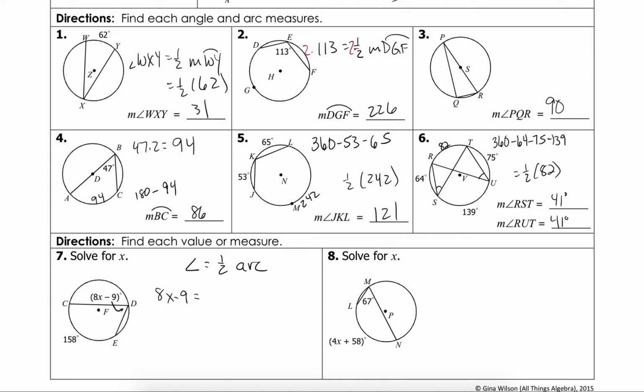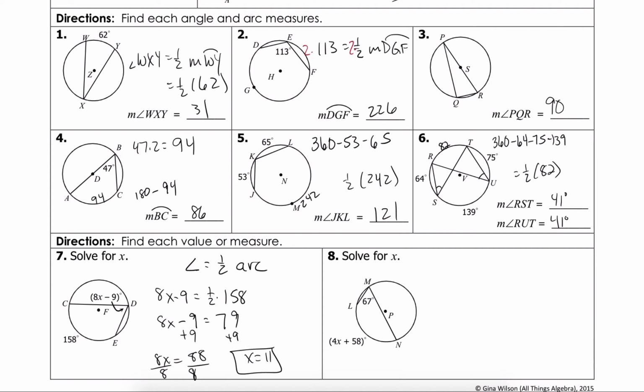In place of arc, I'm going to write 158 because this is the inscribed angle and it opens up to the 158. And then we're going to solve that. So 8x minus 9 equals half of 158, which is 79. So I add 9 to both sides. 8x equals 88. Divide by 8, x equals 11.